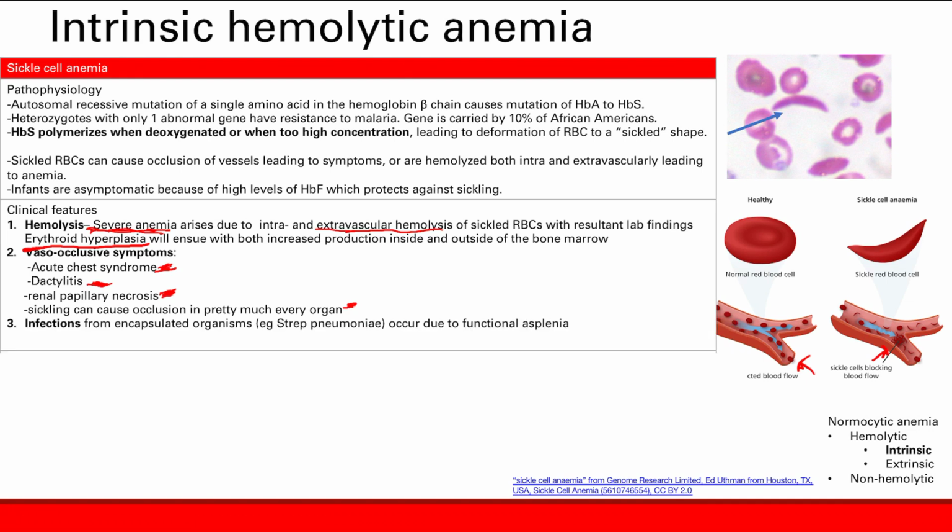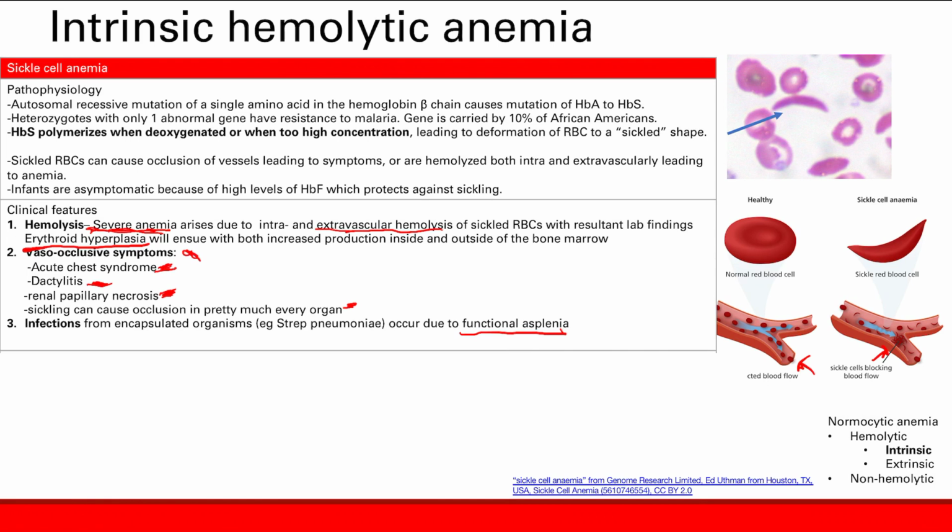Finally, you can get infections from encapsulated organisms. So for example, strep pneumonia is probably the most common one. And this occurs due to functional asplenia. What does that mean? Asplenia means you don't have a spleen. But this is a functional one. So you technically do have a spleen, it just doesn't work. That's a functional asplenia. And that is because of the vaso-occlusive symptoms.